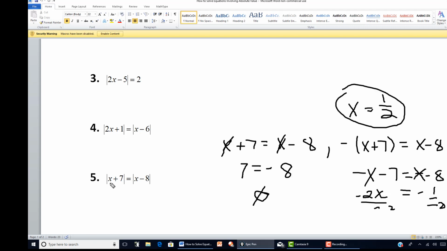And if you plug it in over here, put a 1/2 where the x is on this side, and combine this, I get 15/2. And that's the absolute value of that. On the right side, put a 1/2 there. I get a minus 15/2. And it's the absolute value of that. Well, the absolute value of a negative 15/2 is a positive 15/2, which is what I have on the left side also when I take the absolute value. So that checks. Okay, so my solution is x is equal to 1/2.